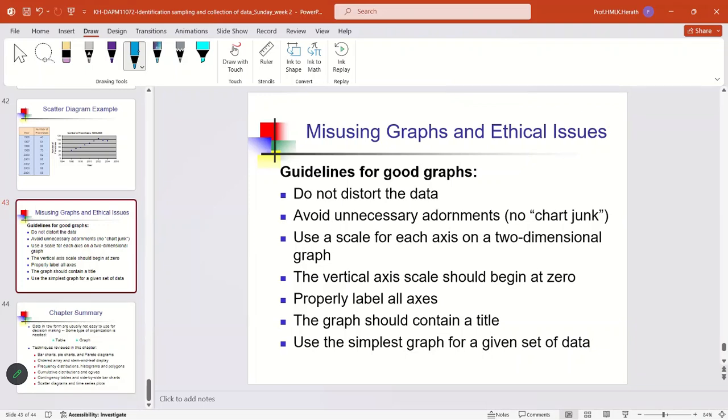We will be talking about numerical summary measures next, after a 3 minute break.